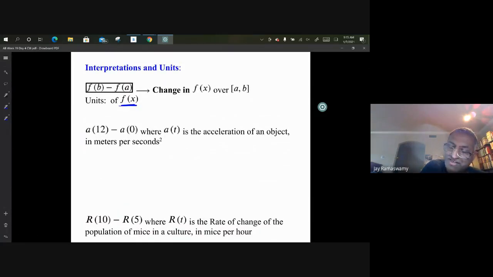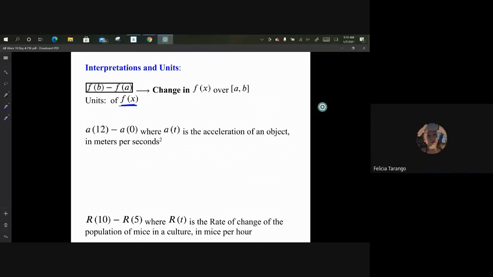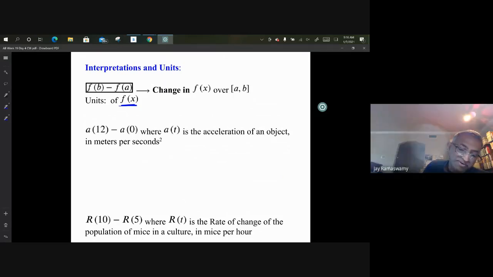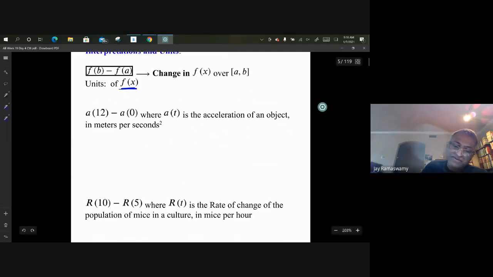If I say what's the change in temperature, you'll just say Fahrenheit. You're not saying Fahrenheit per minute. You're not weirdly changing it. So please make a note. The units will just be that of f of x, whatever the function is. If we give you temperature, it's Fahrenheit or Celsius. If we give you weight, then it's pounds or kilos or whatever. Okay, so keep that in mind.